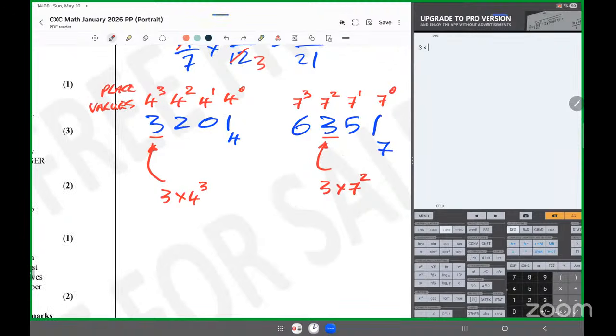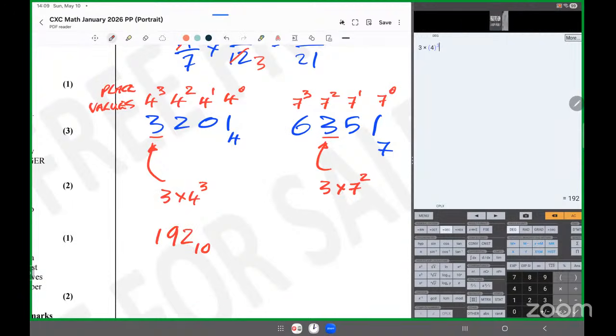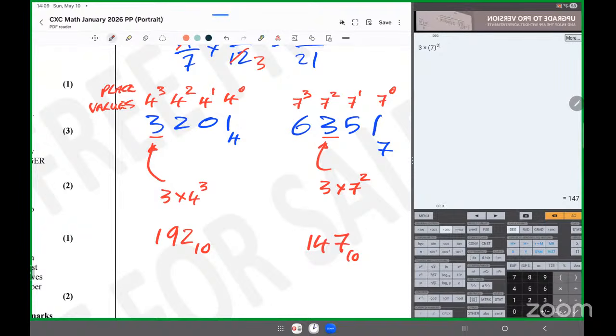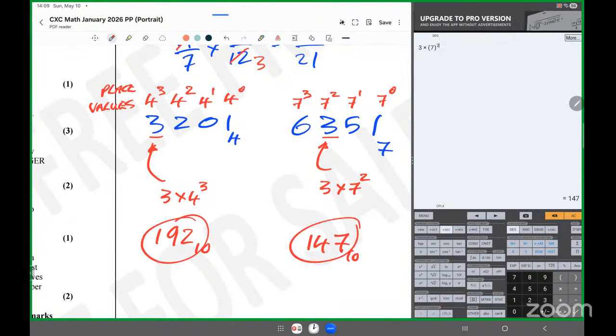It will be 3 times 4 cubed. 3 times 4 cubed is 192. So the value of this is 192 to base 10. And the value of this one is 3 times 7 squared, which becomes 147 to base 10. So the difference is this minus this. You subtract them to get the difference.